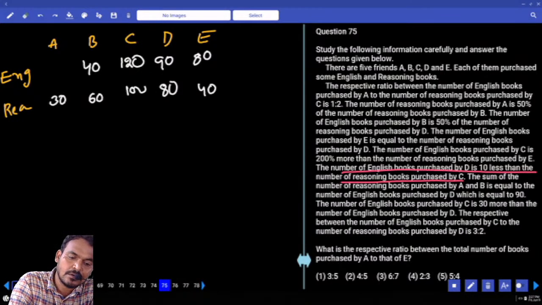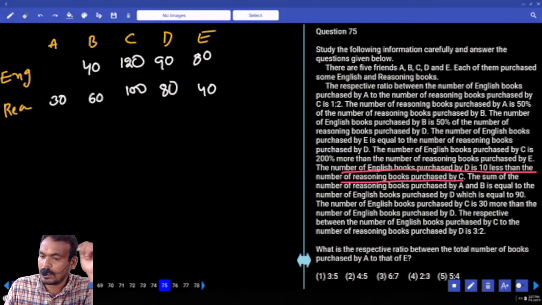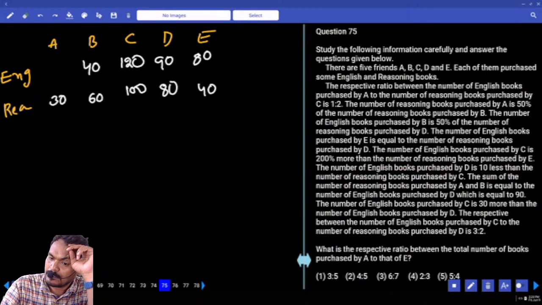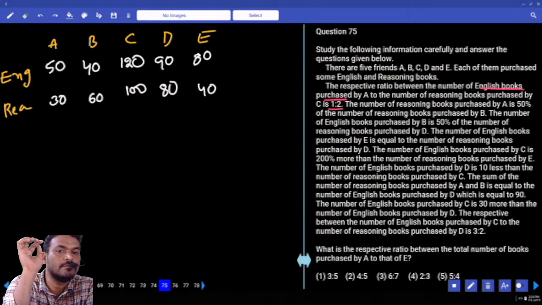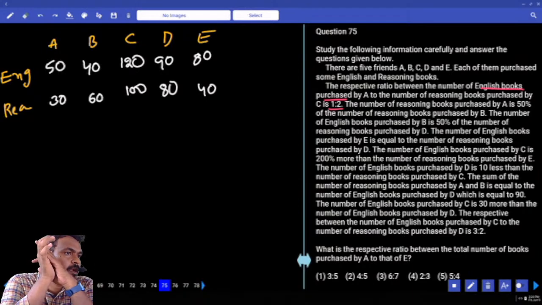Means here 100. Okay. What is the first line? English of A and reasoning of C. What is the ratio? 1:2. What is the 2 parts value? 100. What is the 1 part value? 50. All the data are filled.